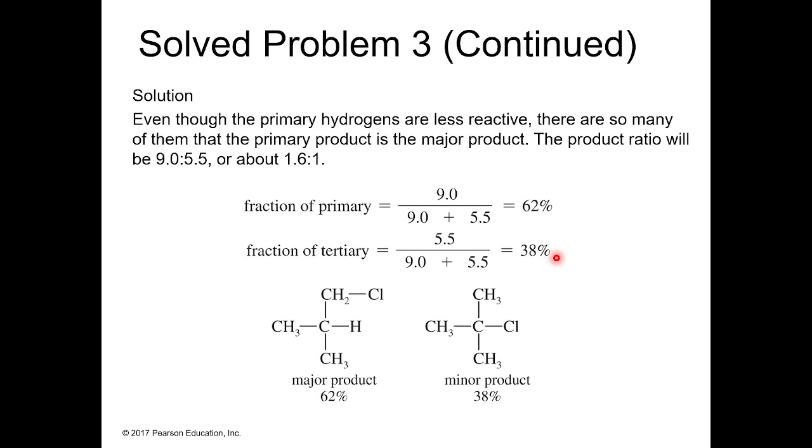One of the primary positions, aren't we? 62% likelihood. Okay? So which product do we actually get more of? Primary position. Yep. 62% of our product should come out as primary position. Okay? So even though the tertiary are more stable, sometimes that happens because you just have more positions of the other states.